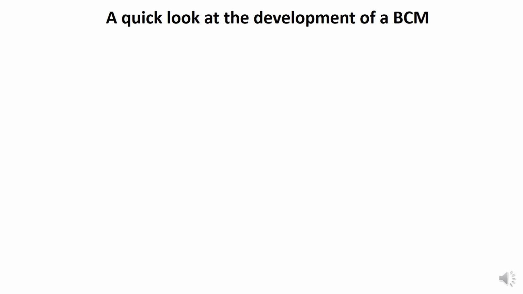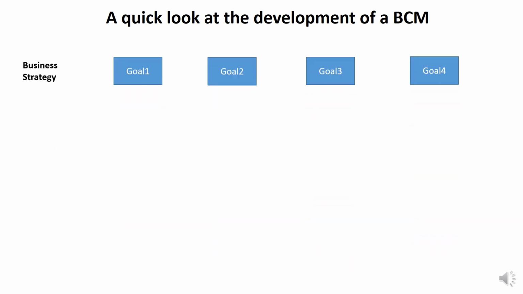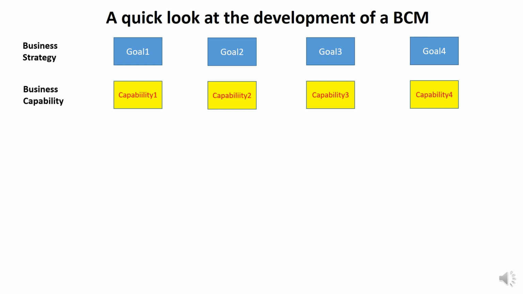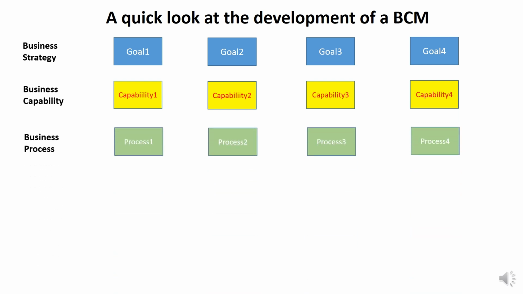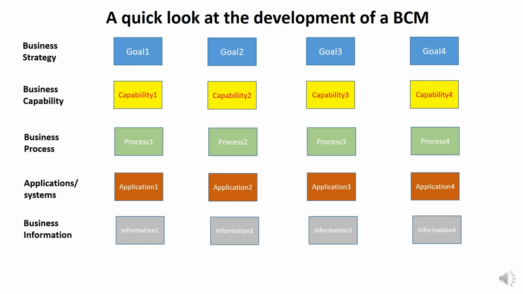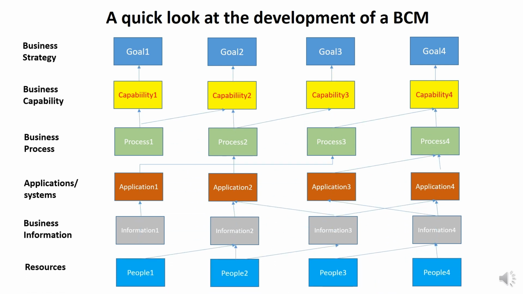Now take a quick look at the development of a business capability mapping. First, we have the high level strategies and the goals. These come from the strategy documents, the goal statements, and the vision and mission statements of the organization. These are supported by the business capabilities at a very high level. After this come the business processes. So we drill down the capabilities and look at the individual processes. Then we have the application systems, which actually support the business processes to be executed. Then we have the business information, the data part. And finally, we have the resources who are supporting the entire process.